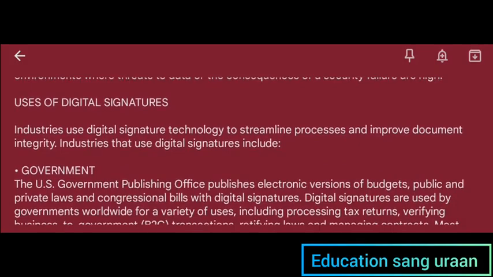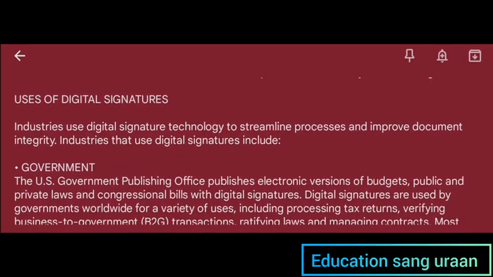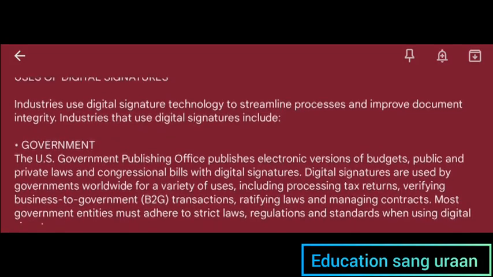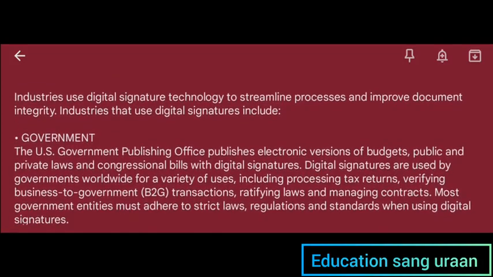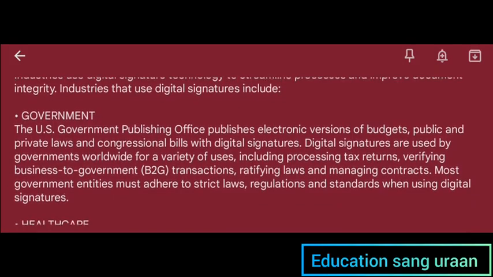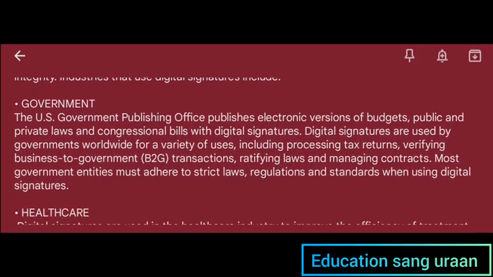Uses of digital signature. Industries use digital signature technology to streamline processes and improve document integrity. Industries that use digital signatures include government. The US Government Publishing Office publishes electronic versions of budget, public and private law, and congressional bills with digital signatures.